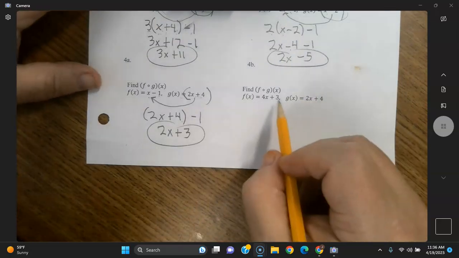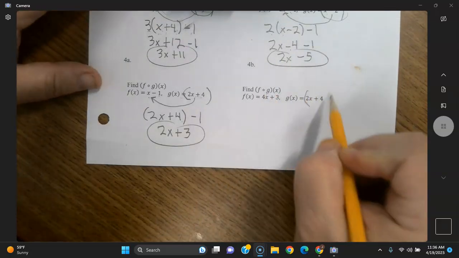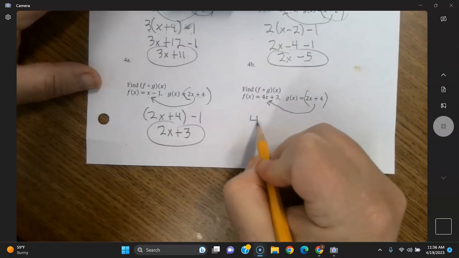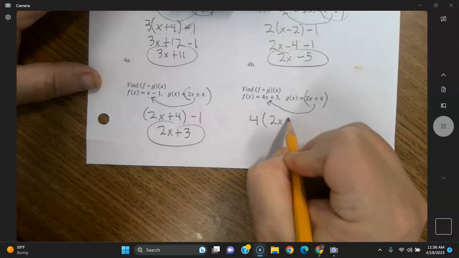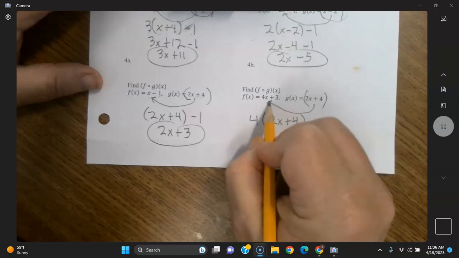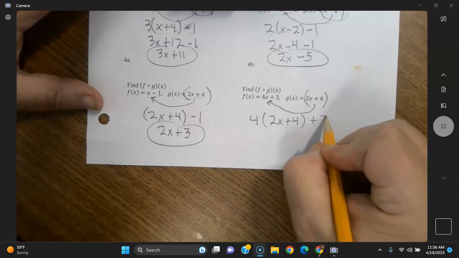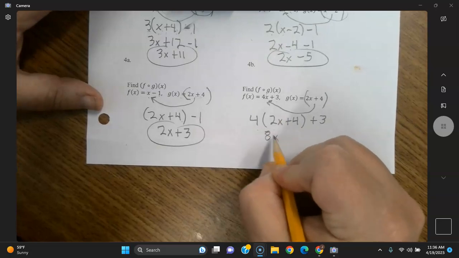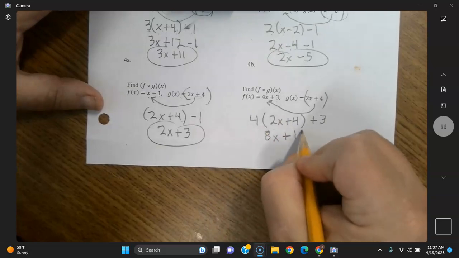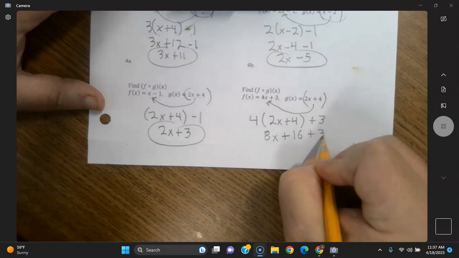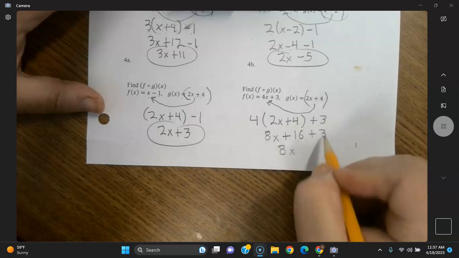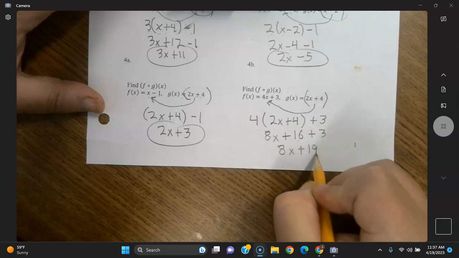Okay, come over here. It's g into f again. So this one, put parentheses around it, draw the arrow to there. So it's going to be 4 times 2x plus 4. Okay, and then it's plus 3. So distribute the 4. 4 times 2x is 8x. 4 times 4 is 16. And then the 3 at the end, you add that on. So it's 8x, and 16 plus 3 is 19. So that's the answer to that.